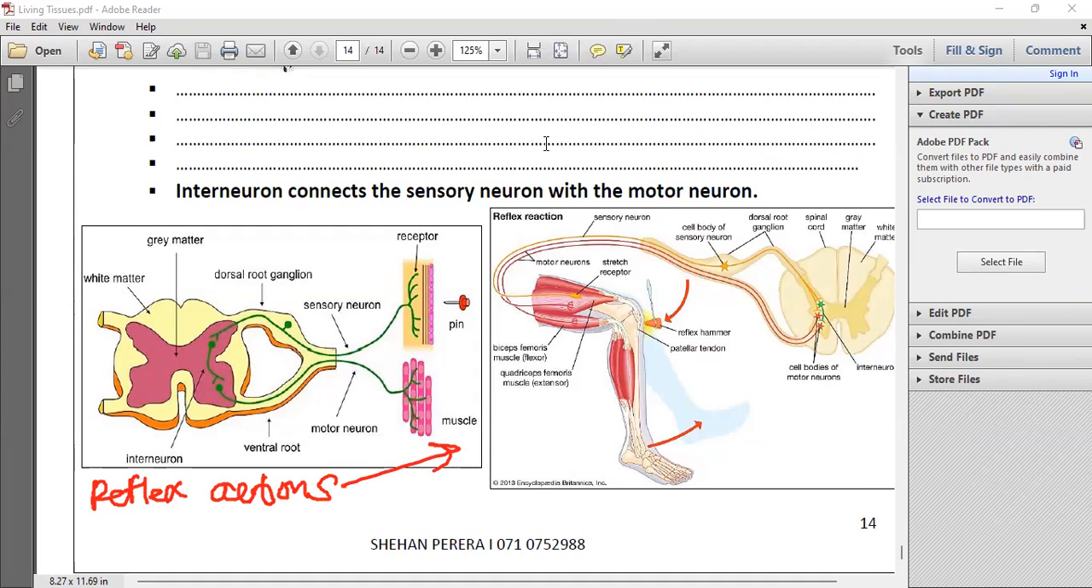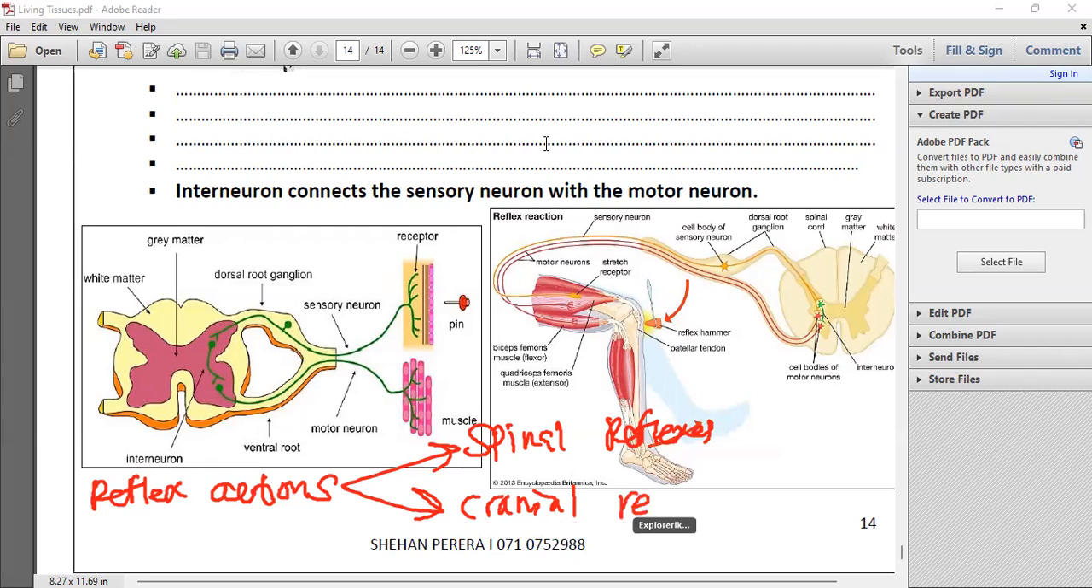The next point: there are two reflex actions. Spinal reflexes, cranial reflexes. Don't worry, I will give you examples when it comes to the necessary point, in the biological processes. There are two types of reflex action: spinal reflexes and cranial reflexes.